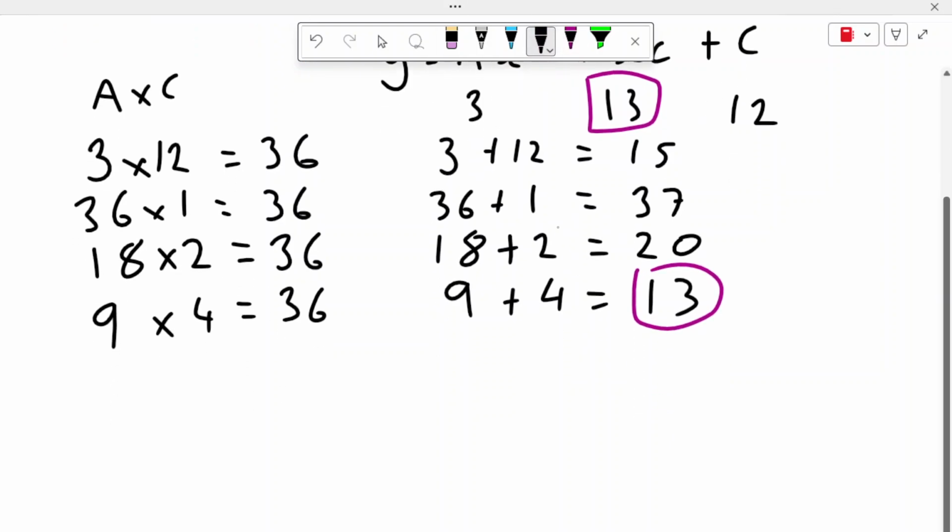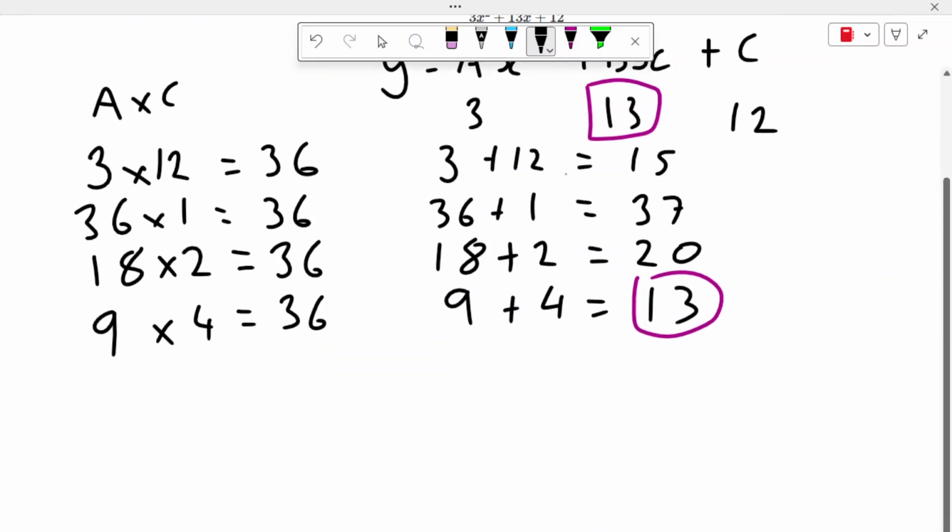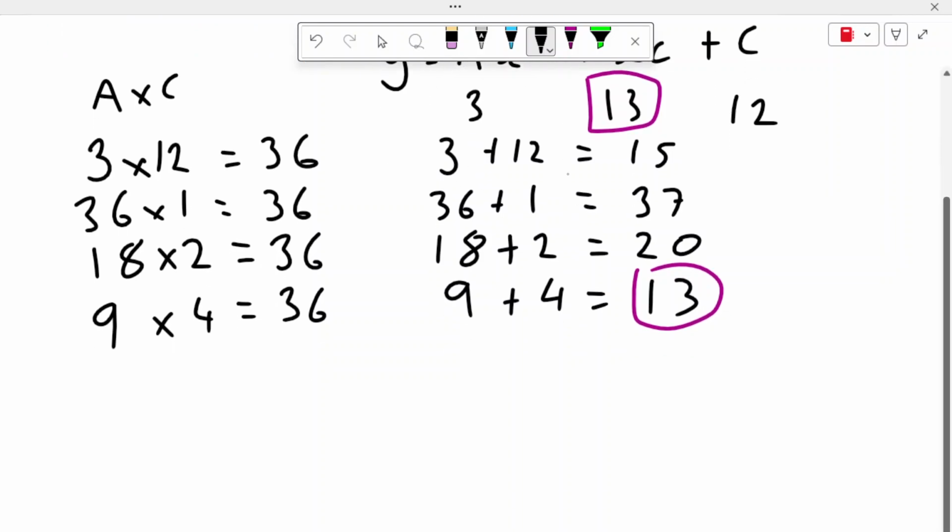So now we know what the factors are, so we can now factorize. And the reason why we factorize this stuff is because it's useful to solve, and there'll be a whole bunch of questions on that later. But for now, we just need to be able to factorize and follow this step. So step number 1, repeat after me: the factors of A and C that add to B. So we've just done that step.